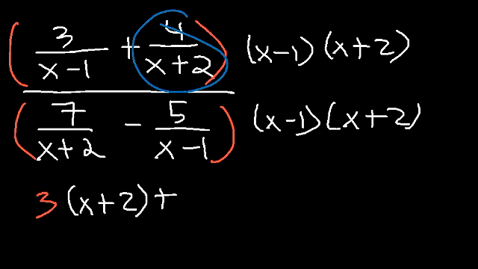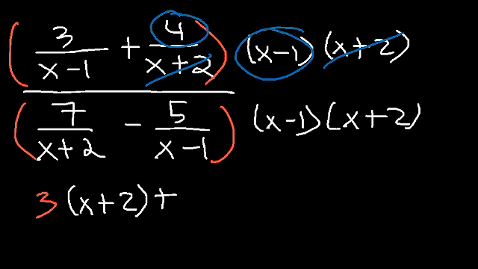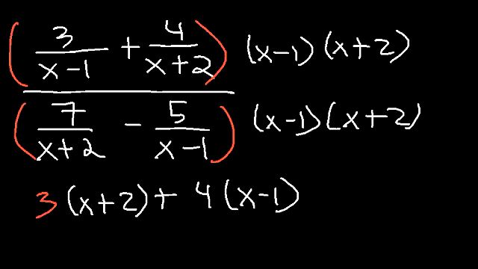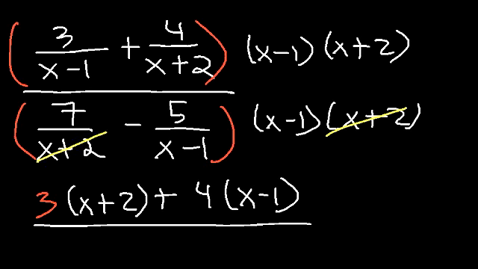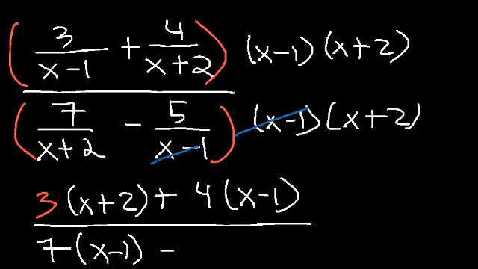Now, 4 over x plus 2 times these two factors, the x plus 2 factors will cancel, leaving behind 4 times x minus 1. On the bottom, x plus 2 will cancel, leaving behind 7 times x minus 1. And for the last one, the x minus 1 factors will disappear, leaving behind negative 5 times x plus 2.